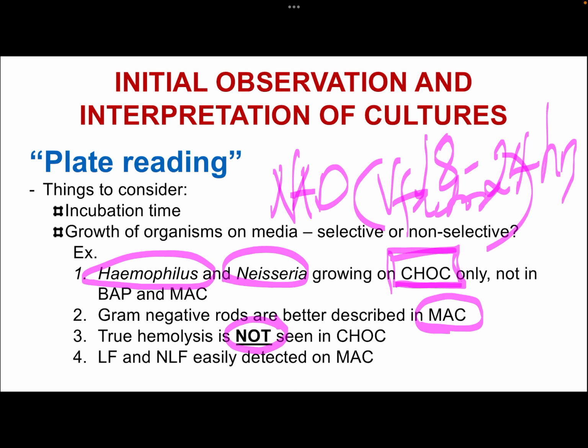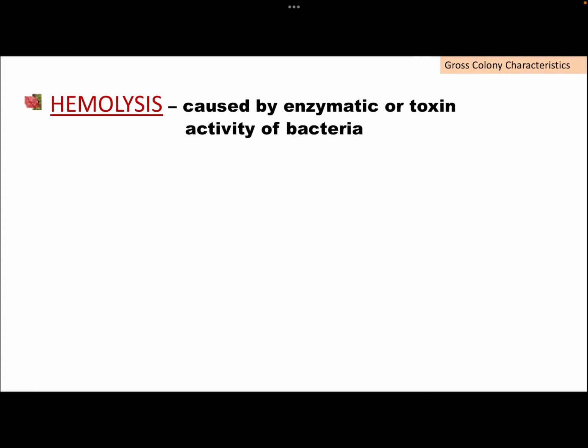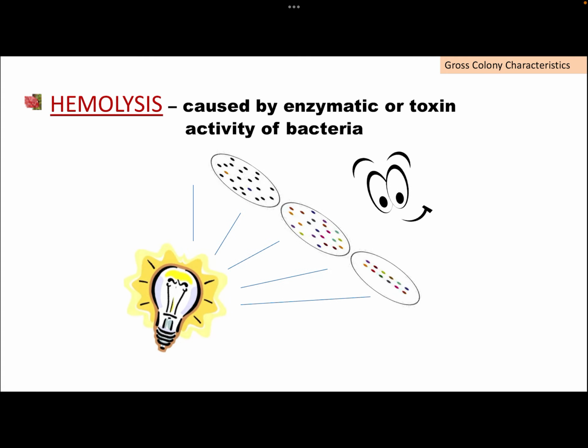And of course, again, lactose fermenters and non-lactose fermenters are easily detected on MacConkey. So those are just few of the things that you have to consider while plate reading. Another thing, these are examples of the gross colony characteristics. So you have, again, hemolysis, the size, the edge or the margin, the elevation, the density, the color consistency, the pigment, and the odor. And of course, when you read the hemolysis, there should be sufficient light source.